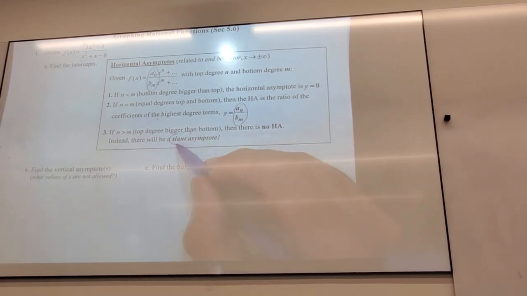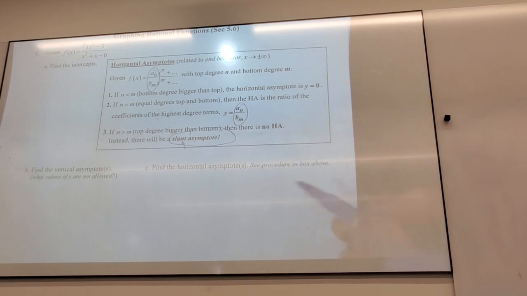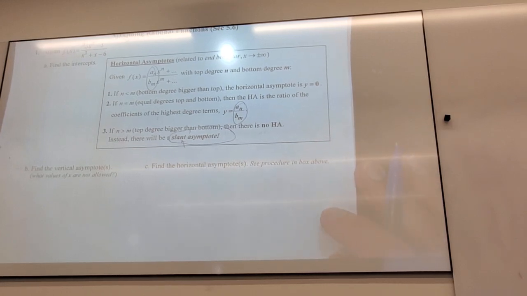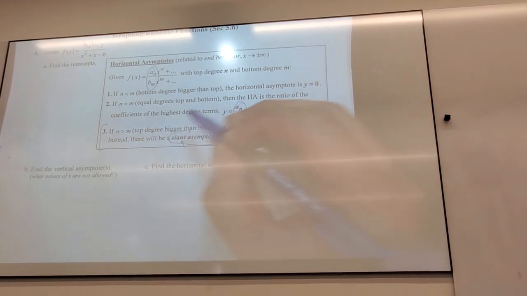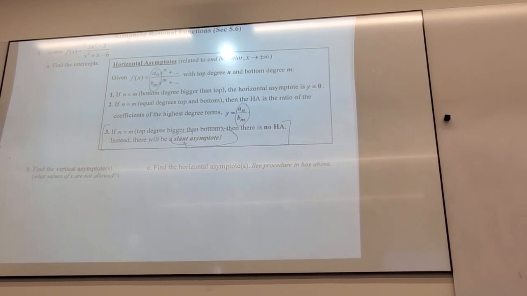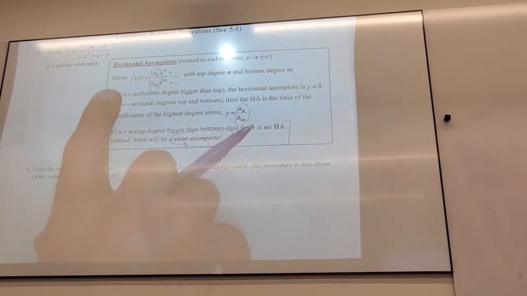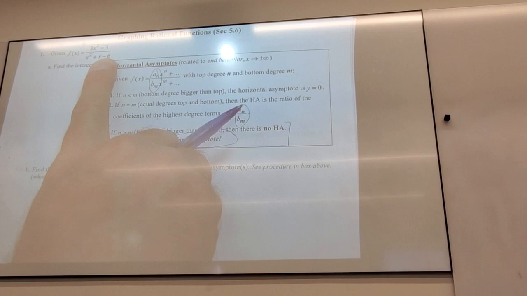And then this one we'll talk about in a bit. I call it a slant, but the book might call it oblique. So we're not going to talk about this quite yet, but just to make a complete picture, I'll say there it is. So which situation am I in on this one?